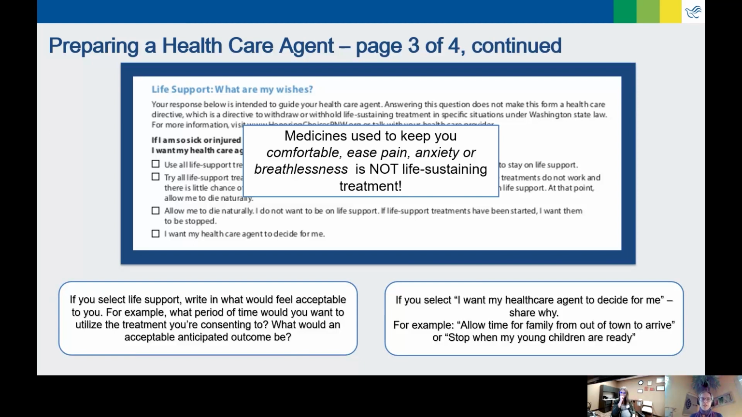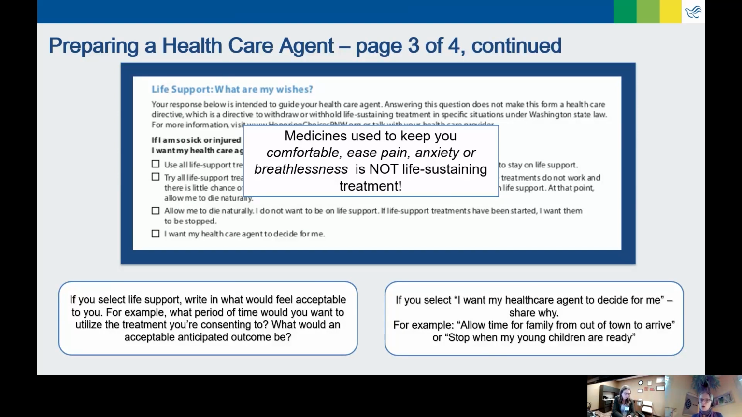The specific situations may look familiar, as these two scenarios are often discussed in a separate healthcare directive. So we're talking about if you are so sick or injured that you are likely to die soon, or it's a terminal condition, or you are in a coma and unlikely to recover. How do you want your healthcare agents to proceed with making medical decisions on your behalf? So there's four boxes here that you can choose from.